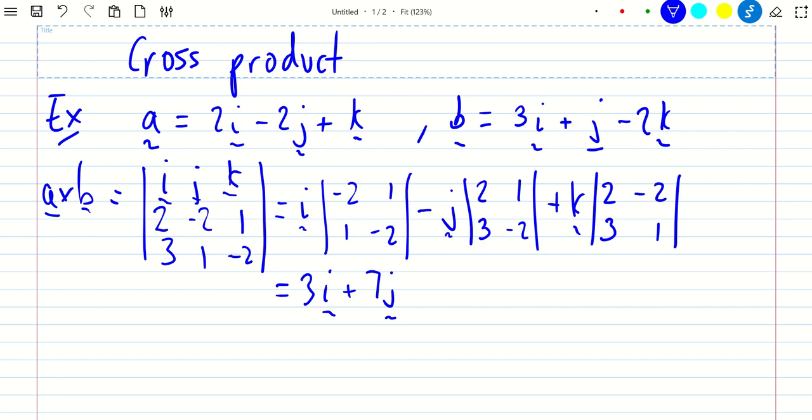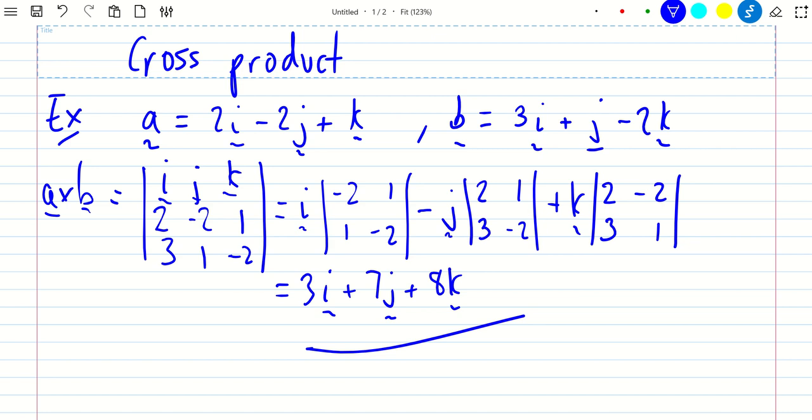And then for the k's here, it's going to be 2 times 1, so 2 take away negative 6. So 2 plus 6, that's going to be 8. So that's going to be plus 8k. And that's it. That's the final answer. There's my cross product of A and B.